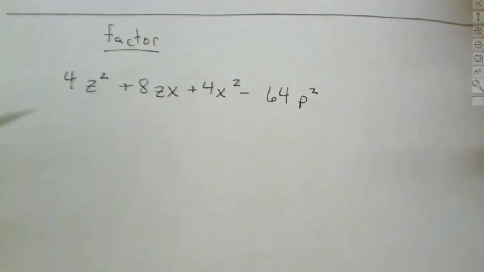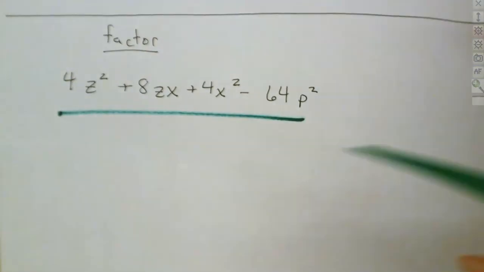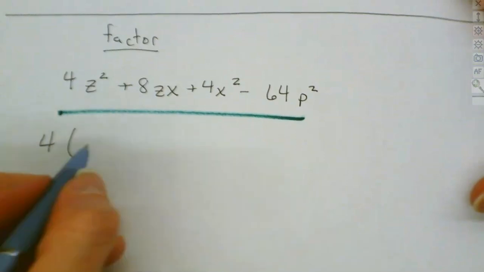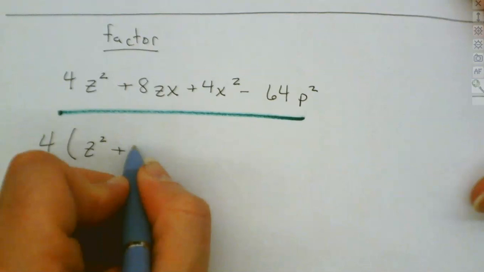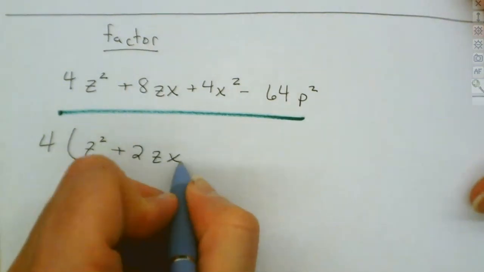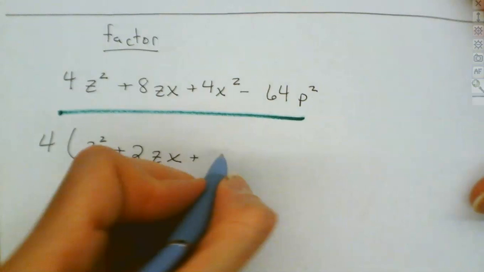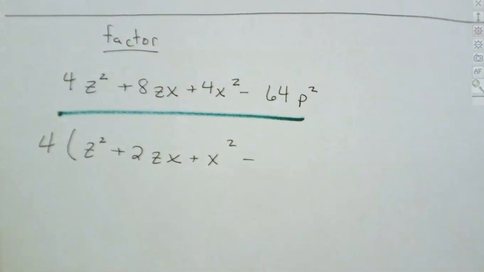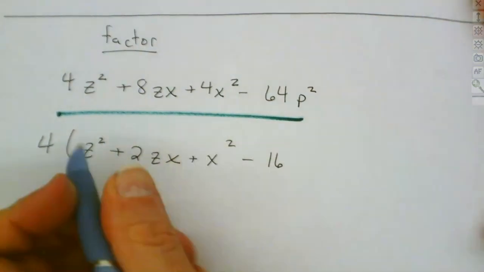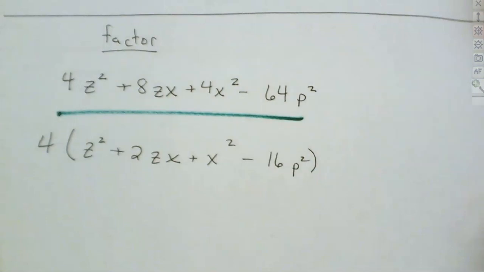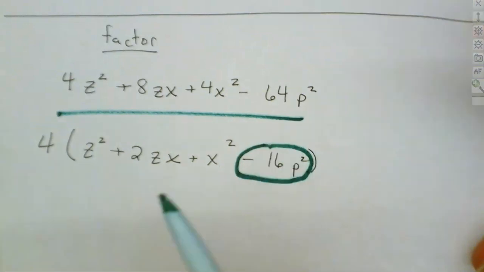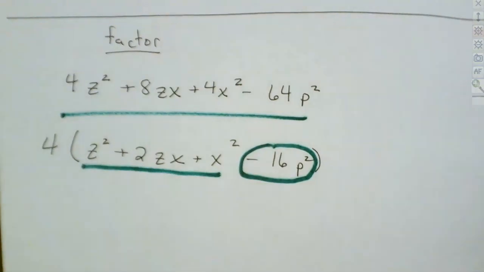So I'm going to take out the greatest common factor, and so what can come out of all of this? A 4. And that then leaves me with z squared plus 2zx plus x squared, and then 64. We'll divide that by 4. And that leaves you then with a 16p squared. This one is by itself, and it's the only part that has the variable p on it. And I'm going to take this and factor this down here.